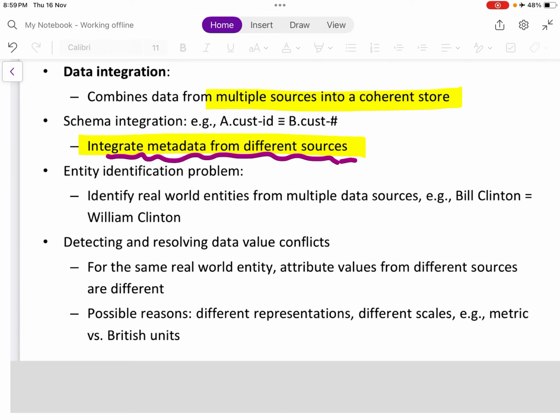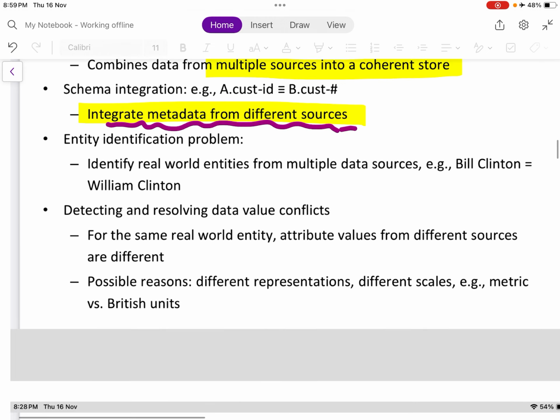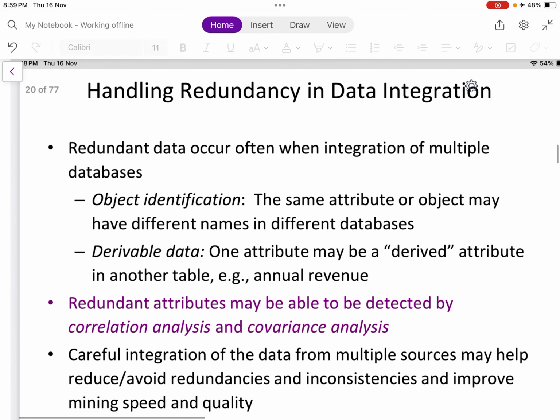Detecting and resolving data value conflicts for the same real world entity. Attribute values from different sources are different. Possible reasons: different representations, different scales, for example British versus metric units. So there are certain conflicts, and you have to resolve those data conflicts. In the metric system it will be different, and in the British system it will be different.